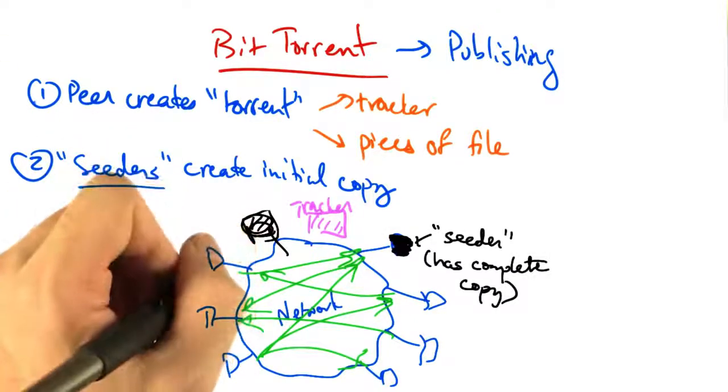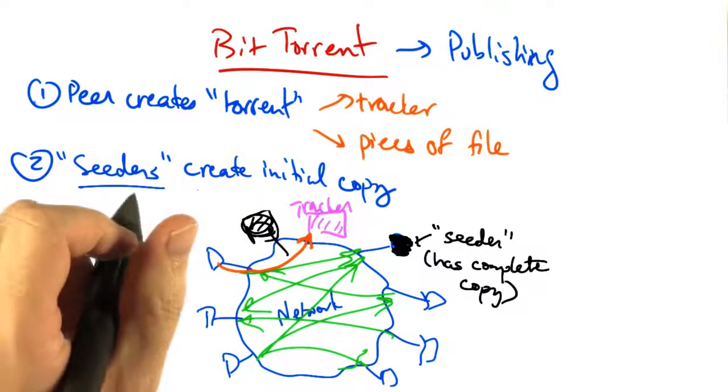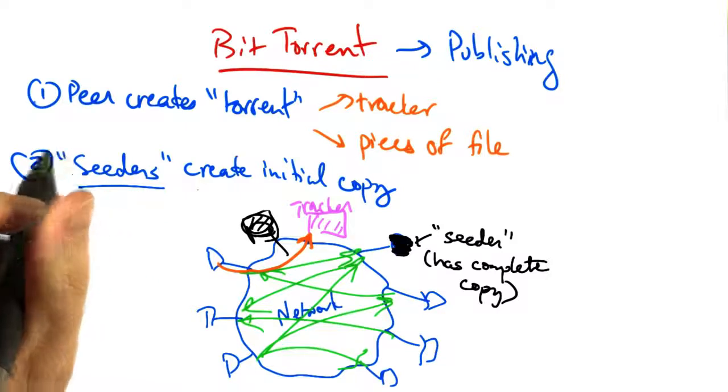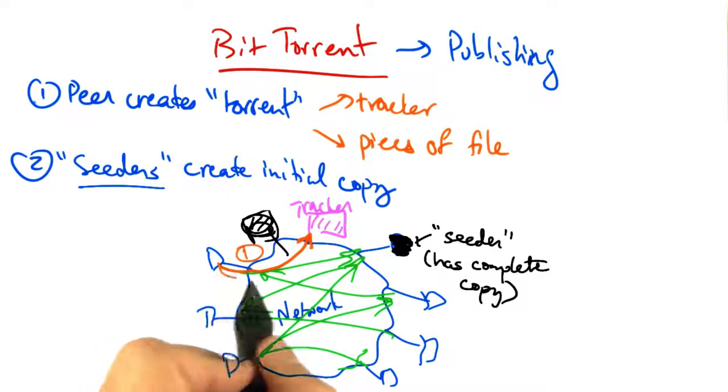Now, to download a file, a client first contacts the tracker, which provides this metadata about the file, including a list of seeders that contain an initial copy of the file. Next, the client starts to download parts of the file from the seeder.